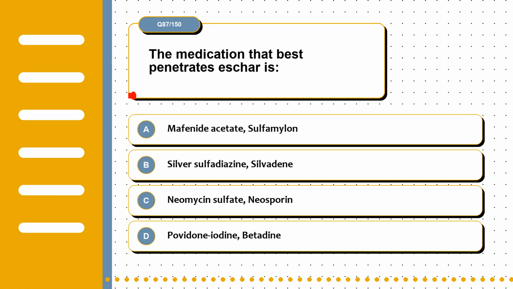Question 87. The medication that best penetrates eschar is, here are the options. Option A, mafenide acetate, Sulfamylon. Option B, silver sulfadiazine, Silvadene. Option C, neomycin sulfate, Neosporin. Option D, povidone-iodine, Betadine.